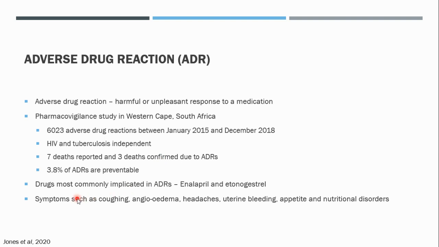In the study, they found that the drugs that were most commonly implicated in adverse drug reactions were enalapril and etonogestrel. So enalapril is a drug that is used to treat heart disease, and they found that adverse drug reactions caused by this drug included coughing, angioedema, and headaches. And angioedema is the development of swelling in the face and rashes in response to the drug. Etonogestrel is a birth control drug that is prescribed to women, and adverse drug reactions in response to this drug included uterine bleeding, appetite, and nutritional disorders.